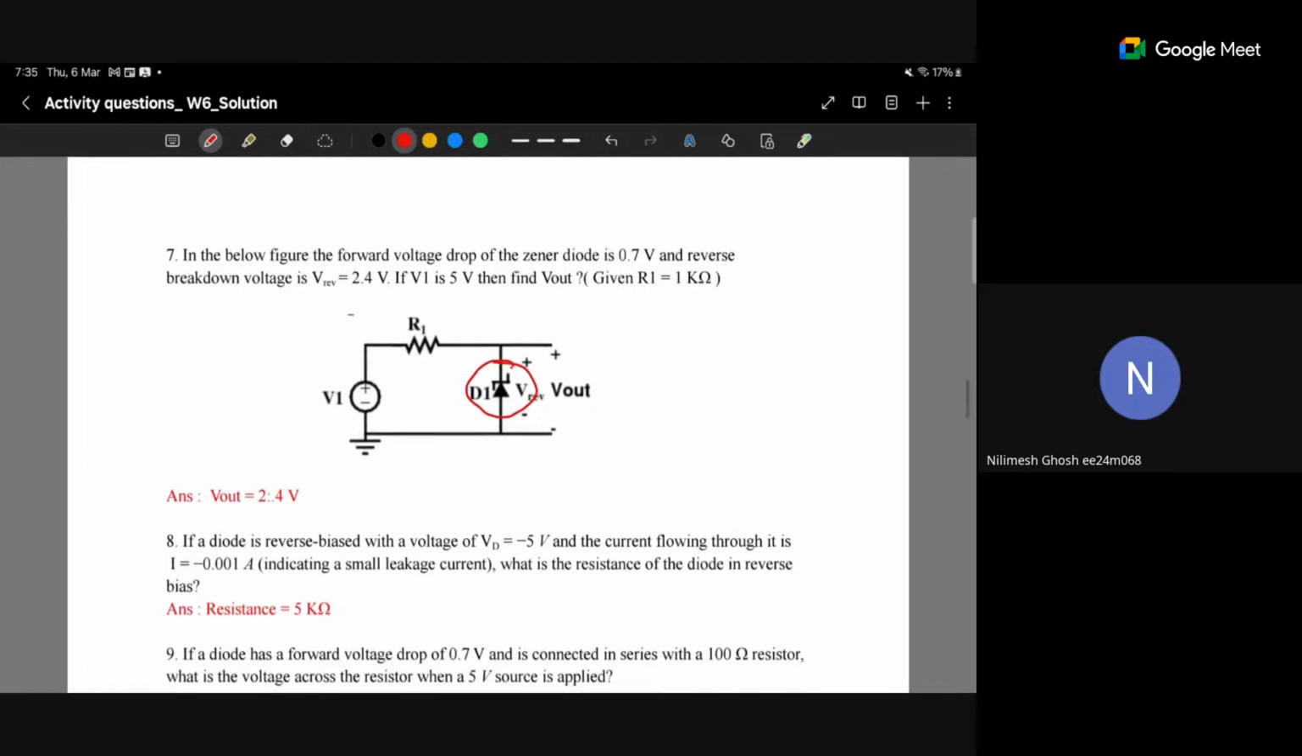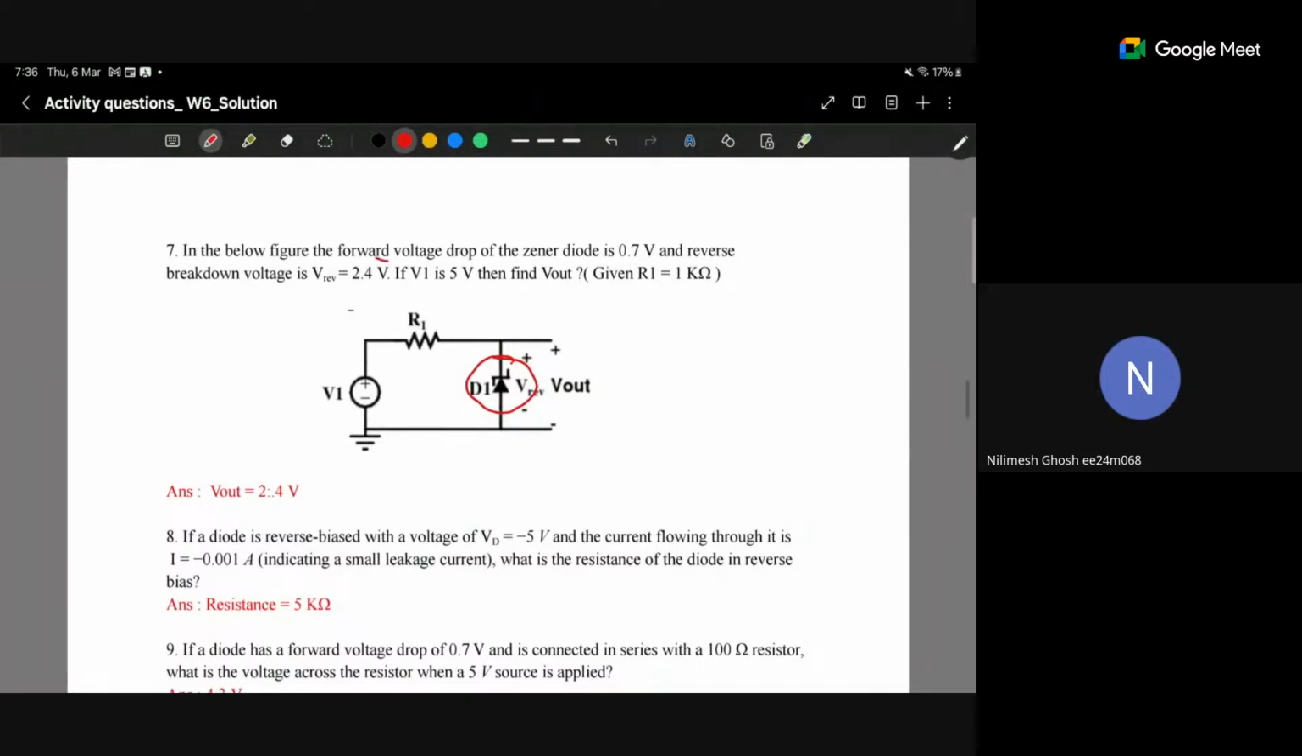Now after doing this question, the whole doubt will be clear. At that voltage, the voltage stops increasing. That is the reverse bias voltage of the Zener diode. Now this reverse bias voltage is given in this question as 2.4 volt. If 2.4 volt is given, we can easily say that this is in reverse bias, and we can model it as a 2.4 volt source here, plus minus.